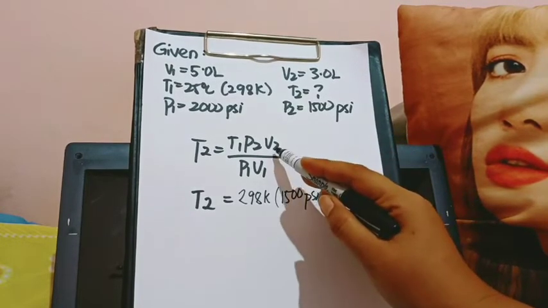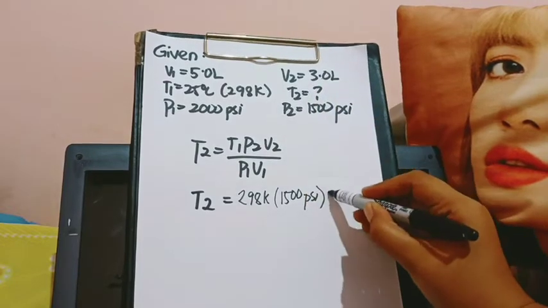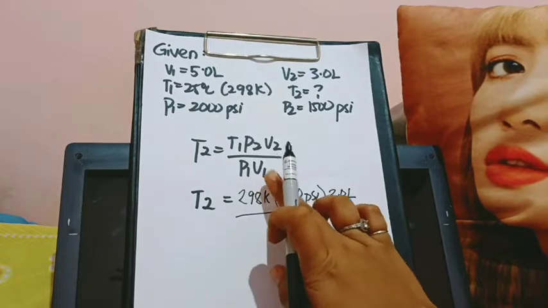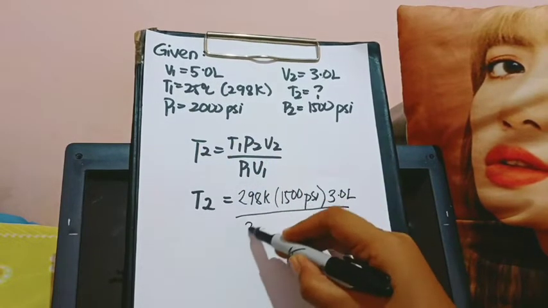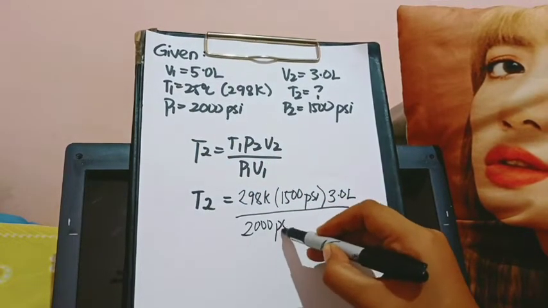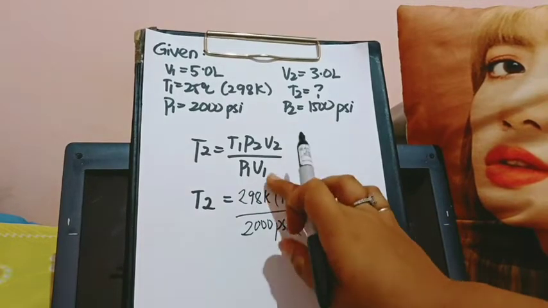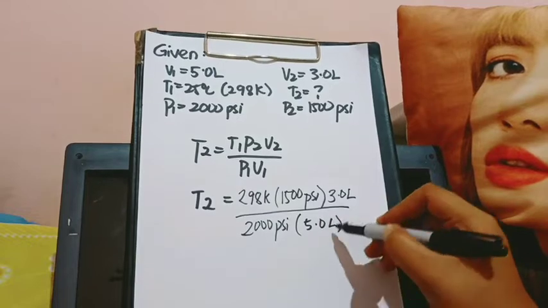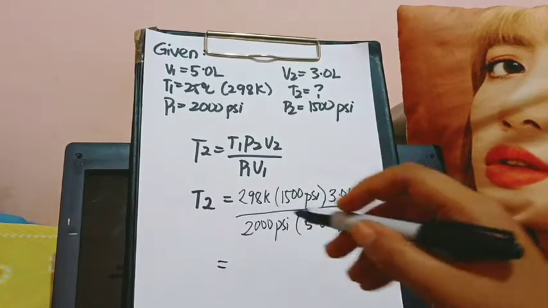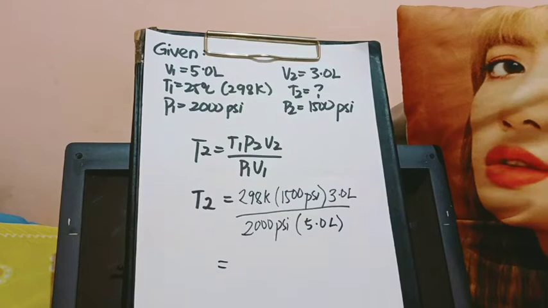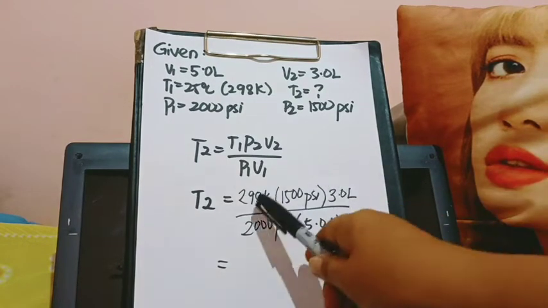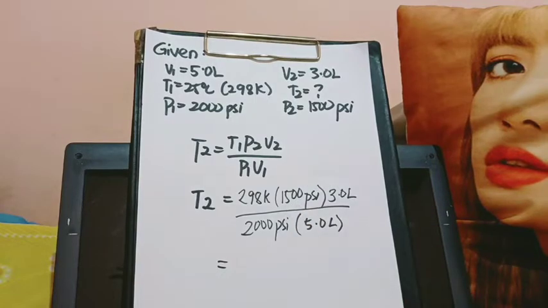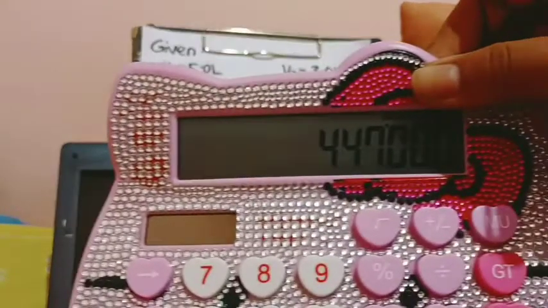Then to our V2, which is 3.0 liter, divided by P1 times V1. So P1 is 2000 psi times V1, which is 5.0 liter. So let's solve it. So 298 Kelvin times 1500 psi is equal to 447,000.